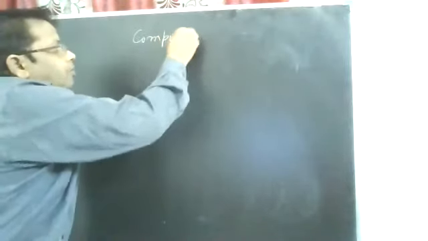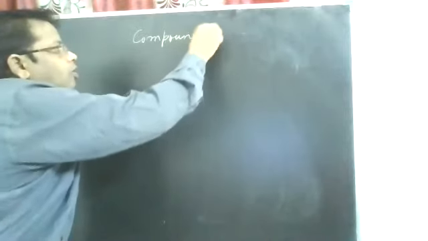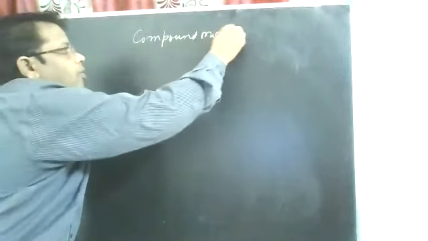Today we are discussing the simple microscope, and we have completed the derivation part of that one. Now today our topic is the compound microscope. In a compound microscope, two lenses are there. The first one is the objective lens, which faces the object.